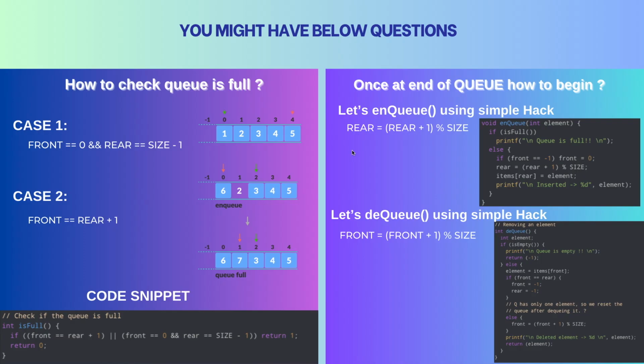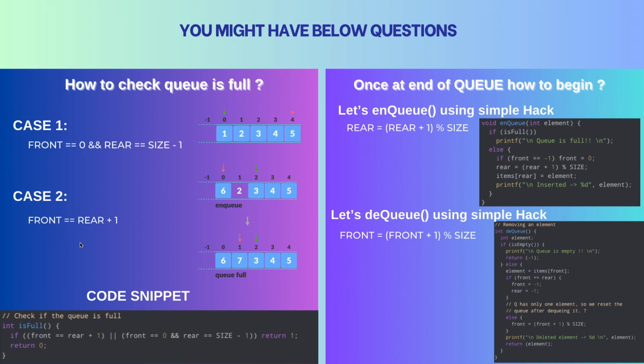Alright. Now you might have the below questions. How to check if the queue is full? So here you can see where our front and our rear pointer are. Our front pointer is pointing at the 0th position, and the rear pointer is pointing at the 4th position of our queue. So here we need to check front is equal to 0 and rear should be at size - 1. Size is 5, minus 1 is 4. So this could be a case of queue fullness. This is one of the hacks which I discussed with you.